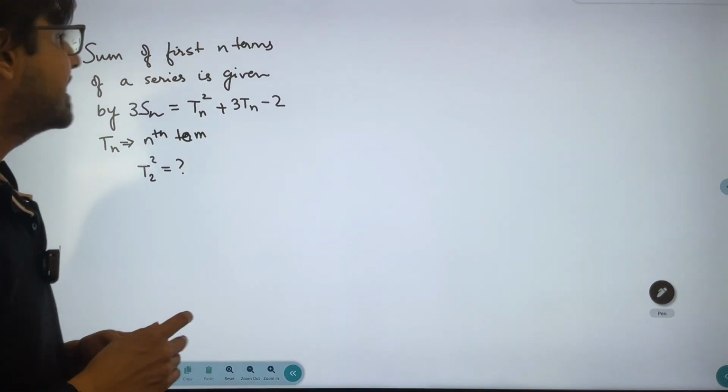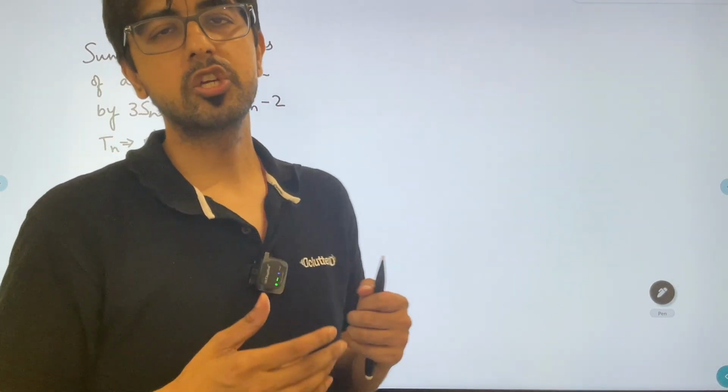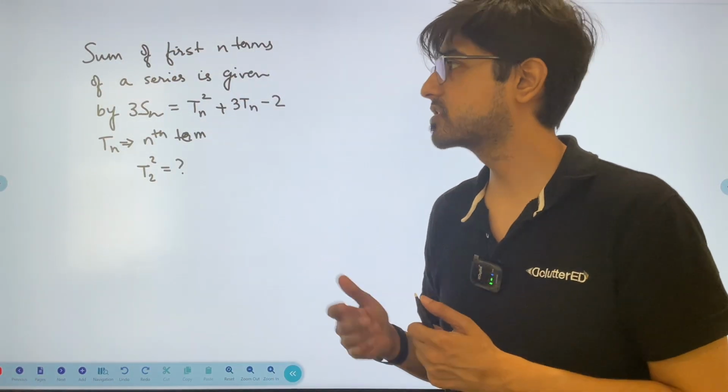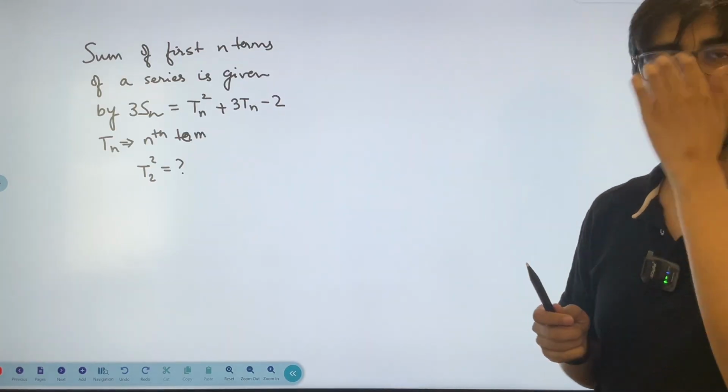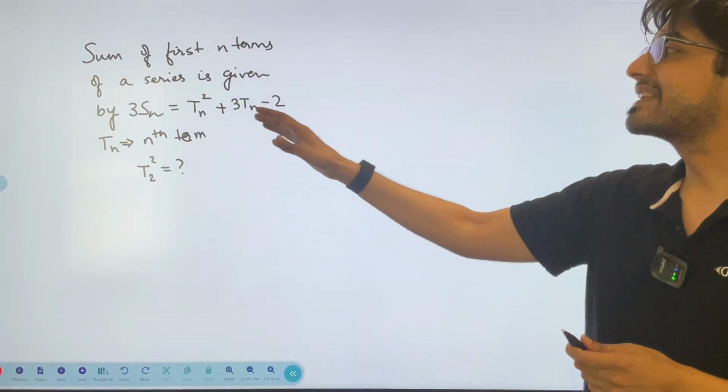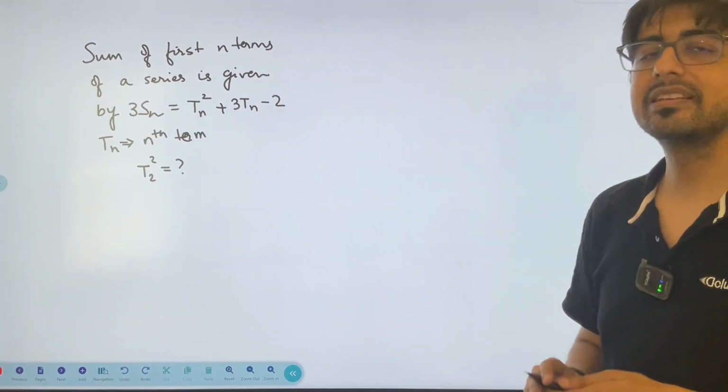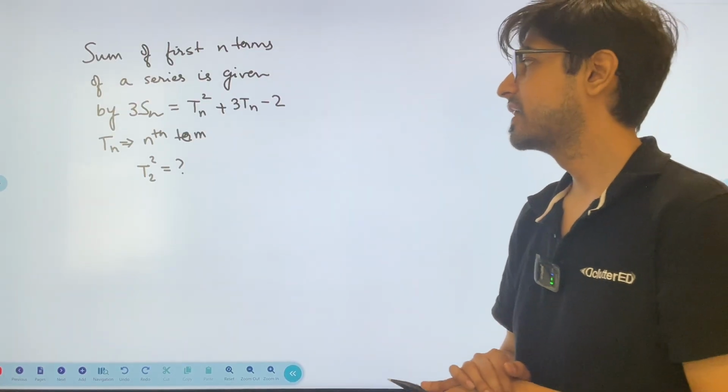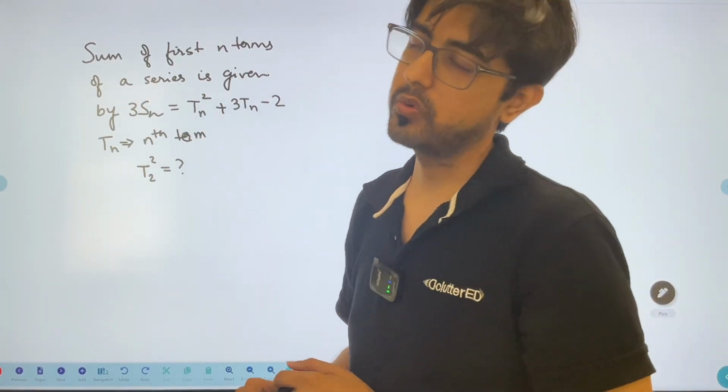Alright, let's look at one more question based on summation of terms, where the equation is given in terms of Sn and Tn, where Tn is the nth term of the series. We are asked what T2 square is.